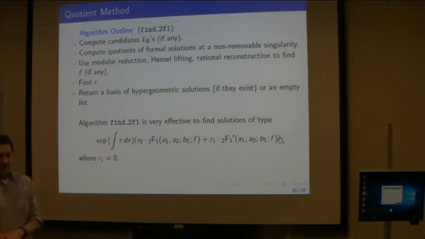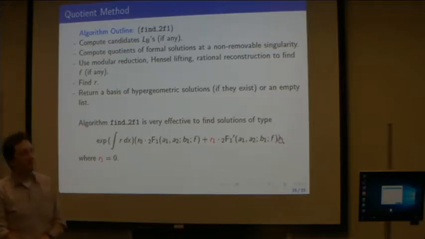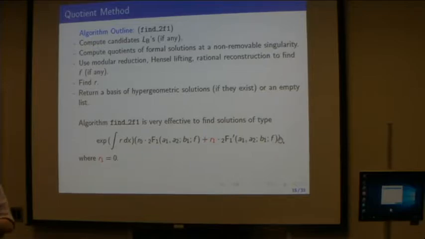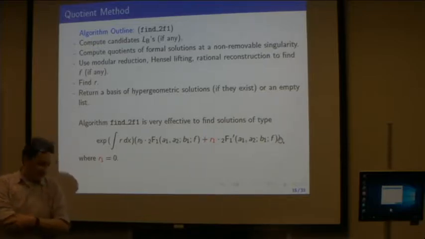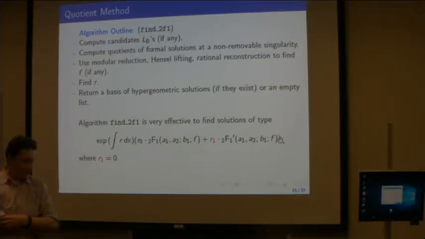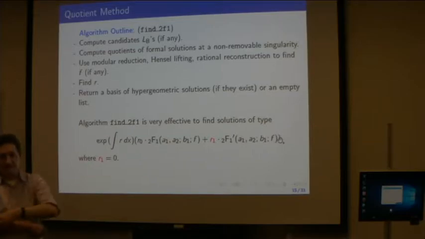Have you actually seen it return the empty list? So far, in the examples that I tried, we were able to find hypergeometric solutions. But there is one example that ran maybe more than 2 hours. So it was doing something. It was constructing these Hansel lifting steps, but it didn't return the solution and it didn't return the empty list. So I just interrupted it.